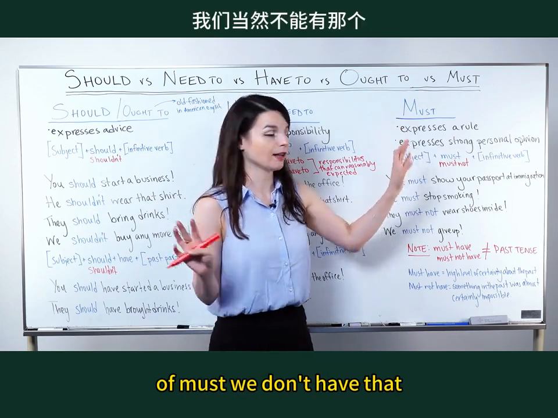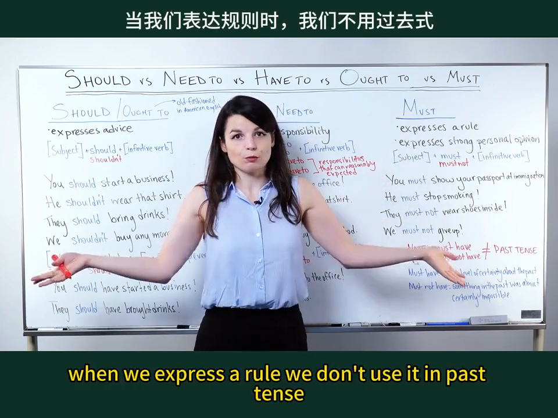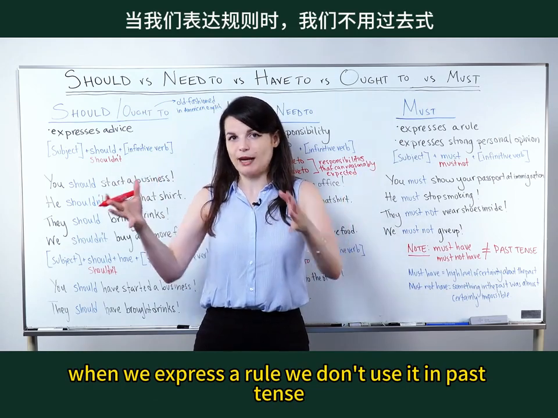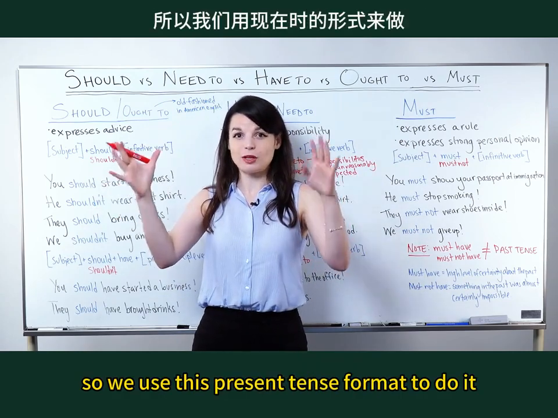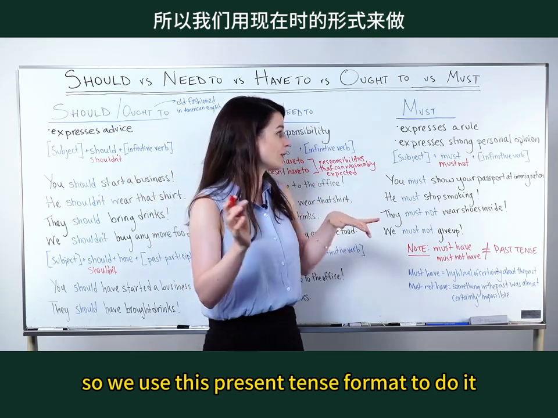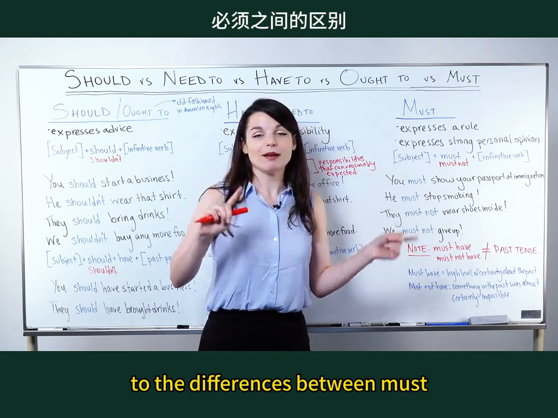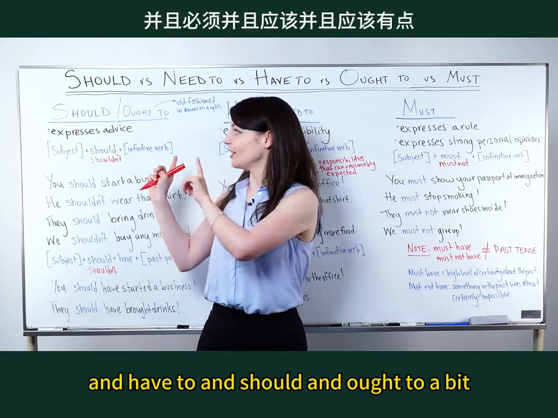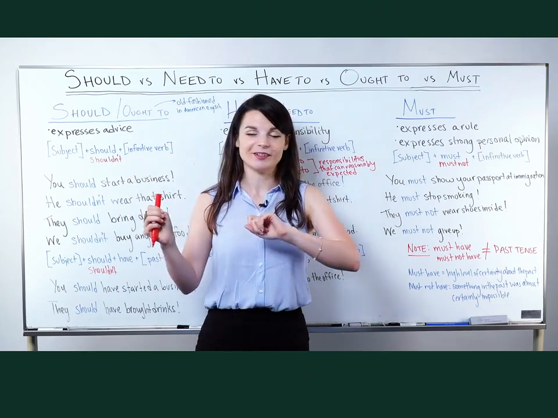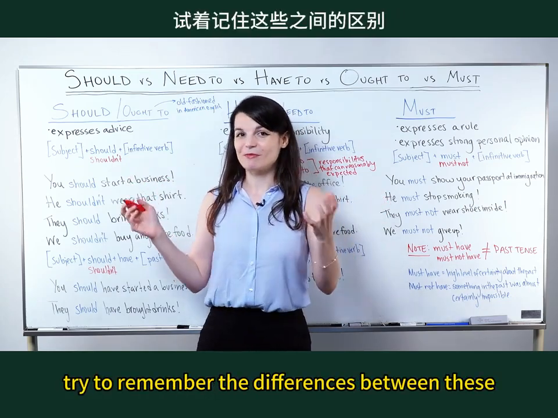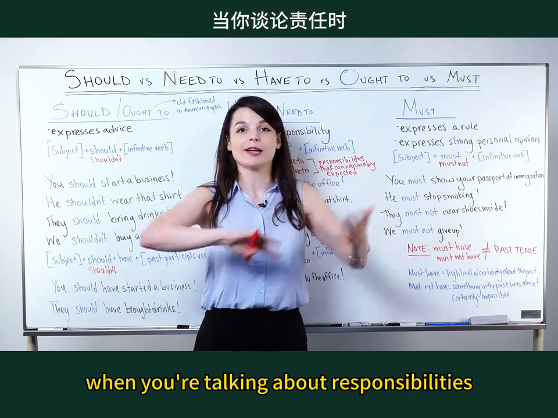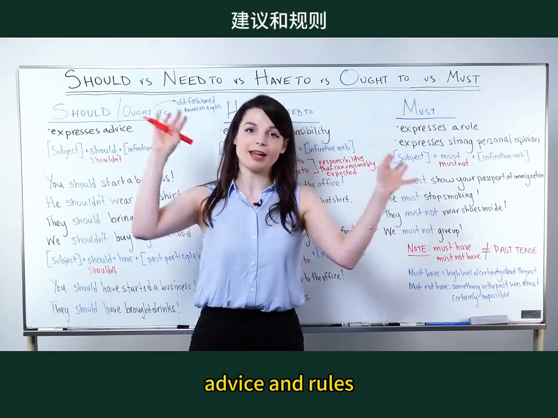We don't have that. When we express a rule, we don't use it in past tense. The rule is forever. So we use this present tense format to do it. So this is a quick introduction to the differences between must and need to and have to and should and ought to a bit too. So please try to remember the differences between these when you're talking about responsibilities, advice, and rules.